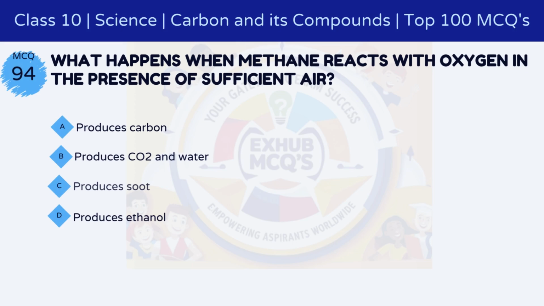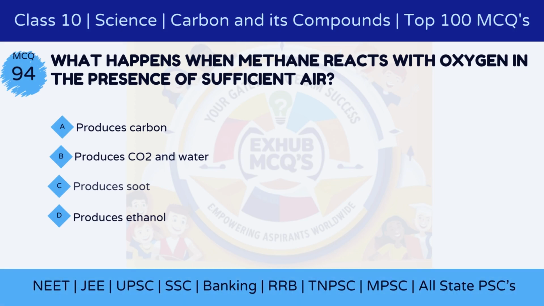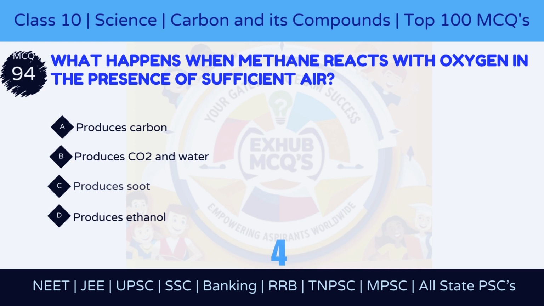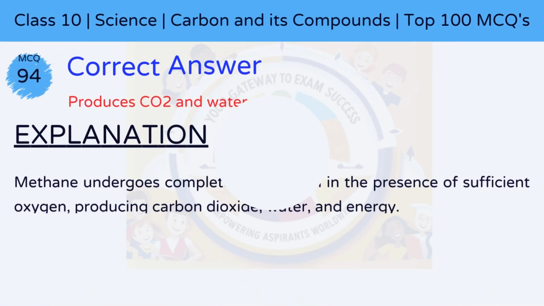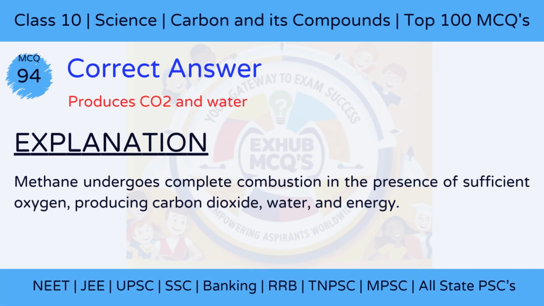MCQ 94. What happens when methane reacts with oxygen in the presence of sufficient air? Option A, produces carbon. Option B, produces carbon dioxide and water. Option C, produces soot. Option D, produces ethanol. The correct answer is option B, produces carbon dioxide and water. Explanation. Methane undergoes complete combustion in the presence of sufficient oxygen, releasing carbon dioxide, water, and energy in the form of heat and light.